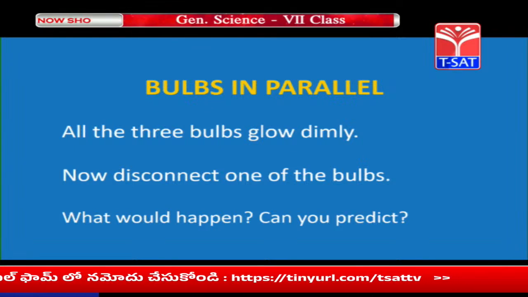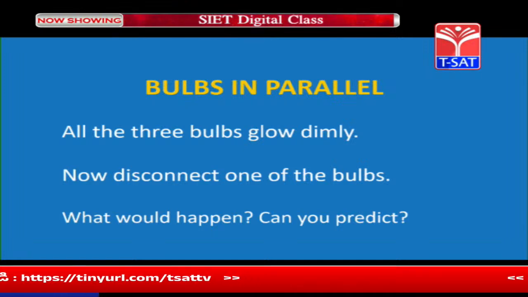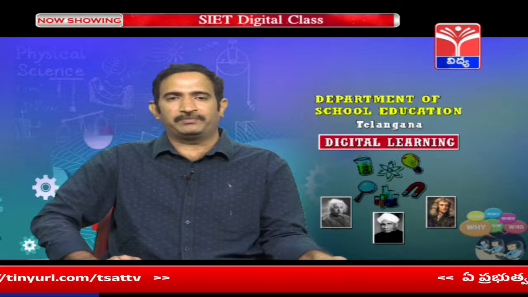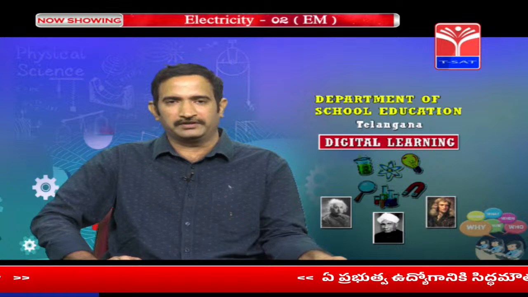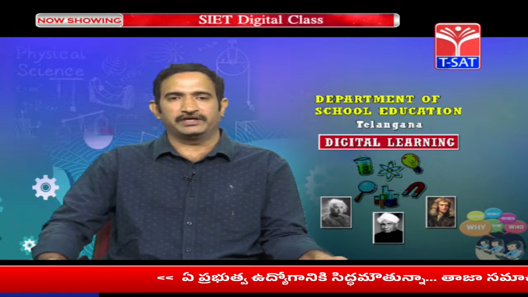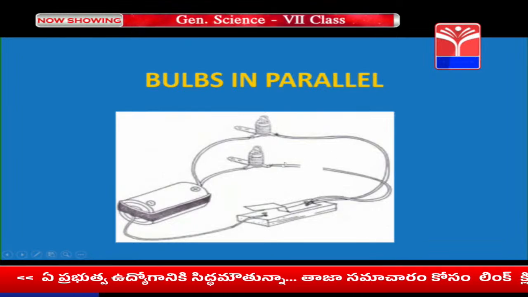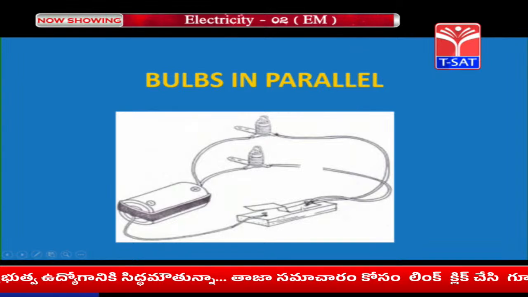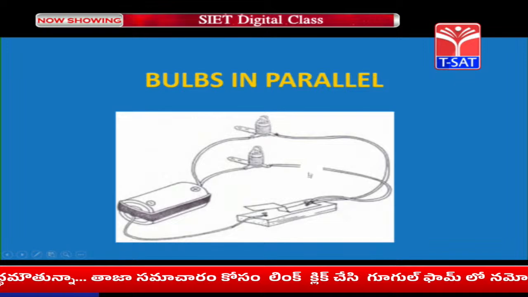Now, disconnect one of the bulbs. What happens? Can you predict? Yes, you are right. If one bulb is disconnected, the other bulbs will keep on glowing. Why? Just observe here. Now, how many paths are there? 2 paths are there. The first path is complete. You have broken the wire in the second path.